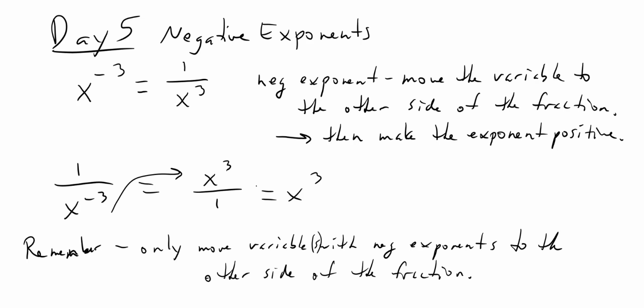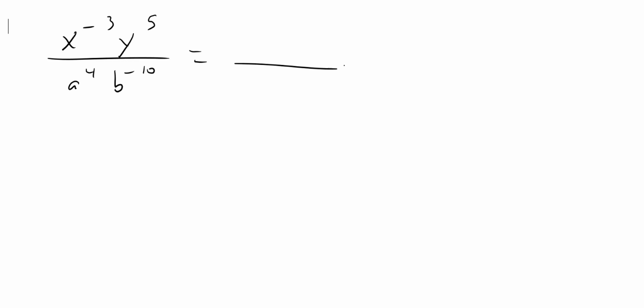Okay, let me give you an example here. If I had x to the negative 3rd, y to the 5th, over a to the 4th, b to the negative 10th. I'm just going to draw a line here and see that x to the negative 3rd goes to this other side of the fraction and it becomes positive. See that y to the 5th? It's staying where it's at because it's positive. Okay, got everything on the top. Now let's move to the bottom. A to the 4th stays where it's at, and b to the negative 10th goes to the top. So b to the positive 10th, and that's your answer.